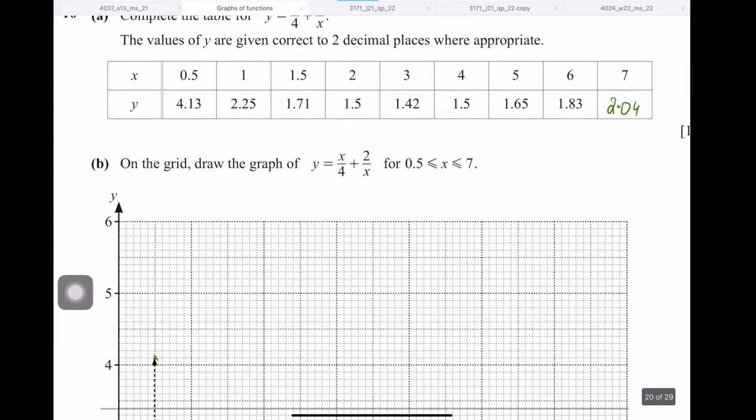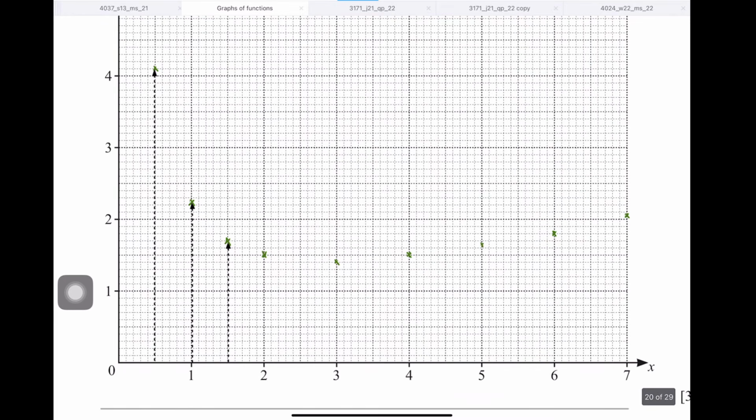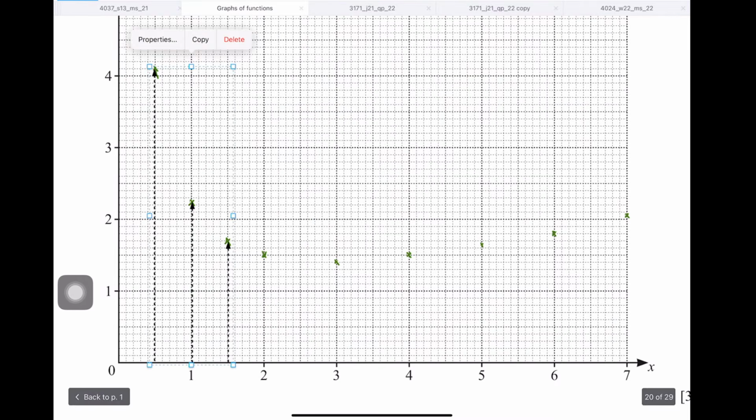We have to lock this at 1.8. And then at 7 you have 2.04, which we'll have to go with 2.0, or maybe we can mark it slightly above 2.0, since it's very close to 2.05. Alright, so now we make a smooth curve by joining all these points.